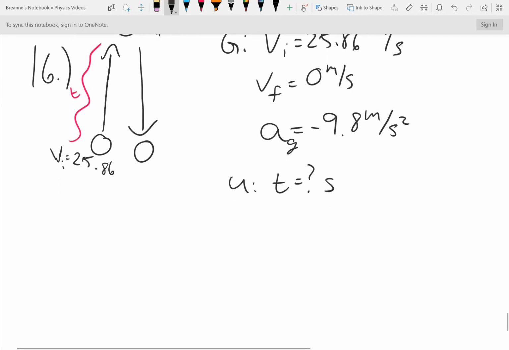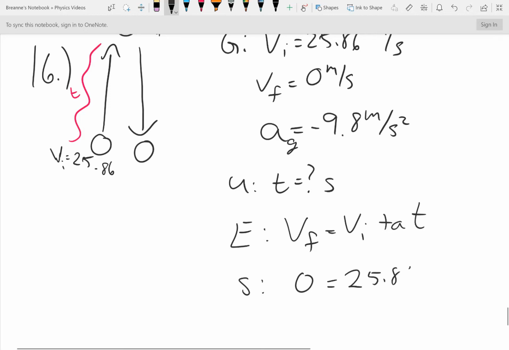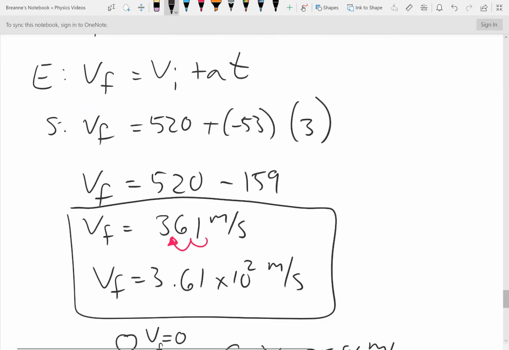So looking at our equations, yep, we're using that pesky third one again. So final velocity is 0. Initial velocity is 25.86 plus acceleration, which is negative 9.8, and we're looking for time.